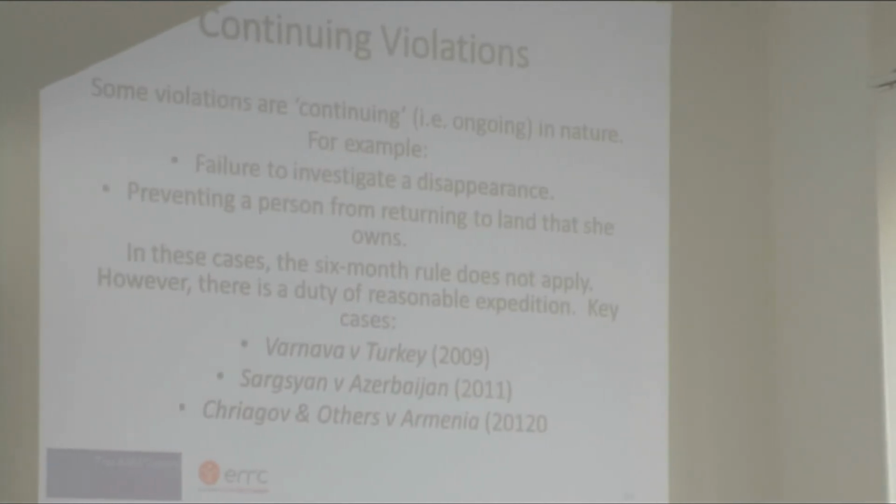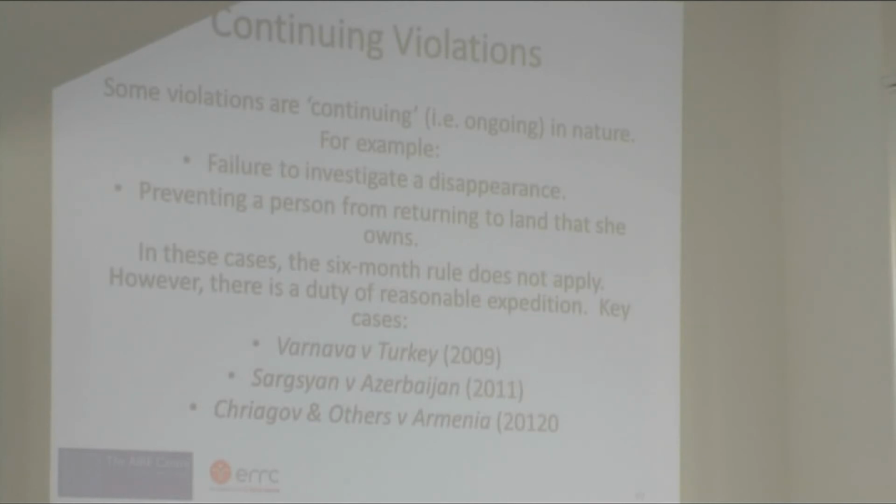But I don't know any case law that would stand up for that particular point, but we could try it. But to give you some examples, failure to investigate a disappearance. So let's say, for example, that your family member disappears, which happens, unfortunately, frequently in many countries in Europe, and the authorities do no investigation. That's an ongoing violation, because every day it's renewing itself, the failure to investigate.